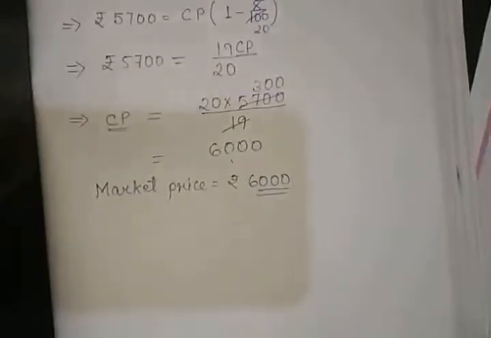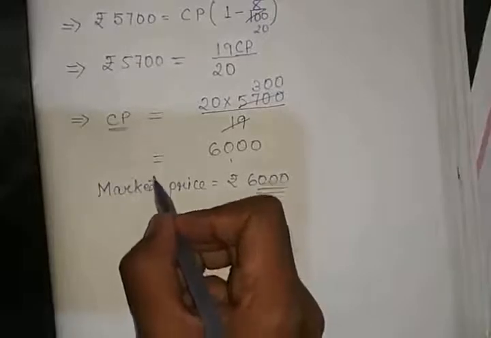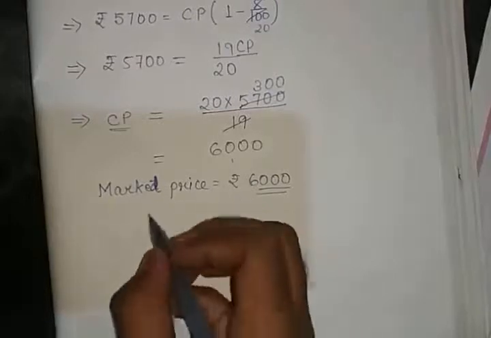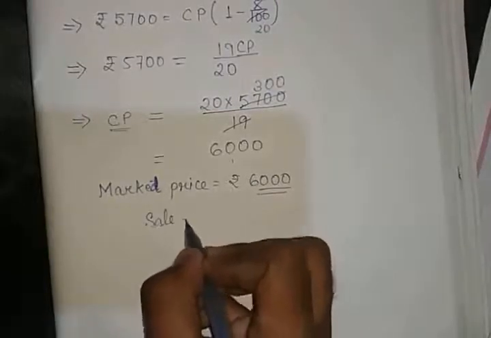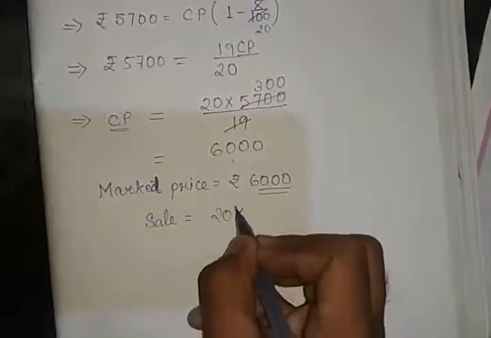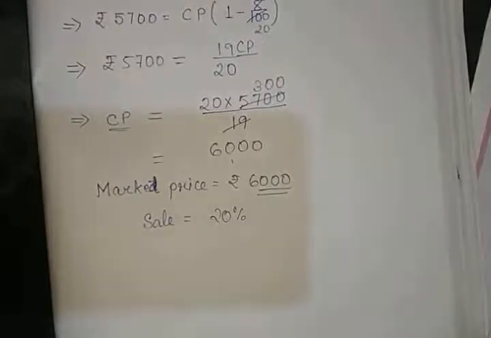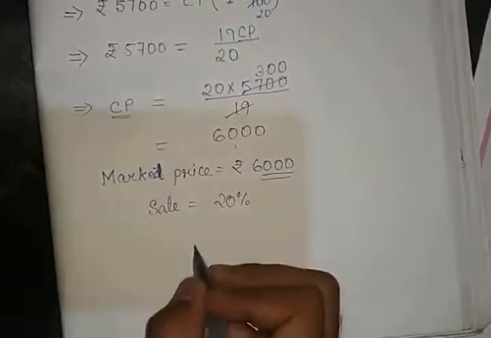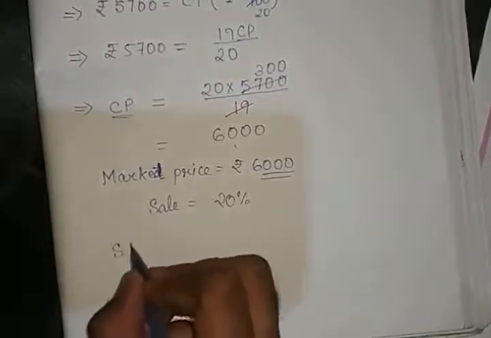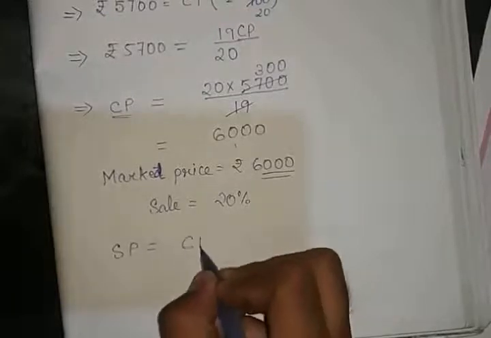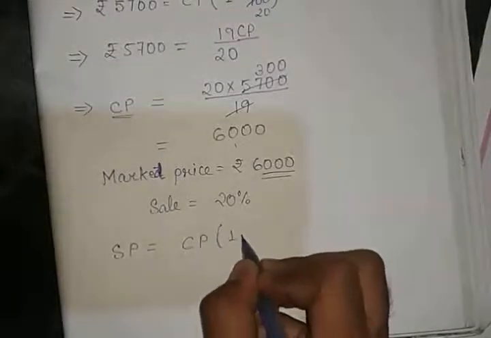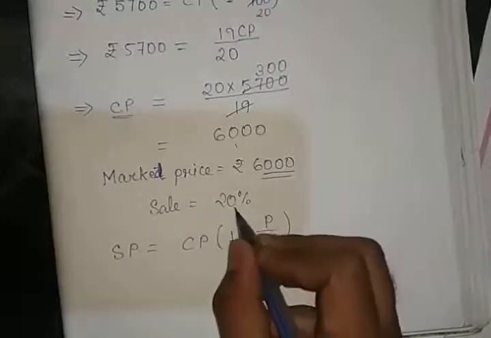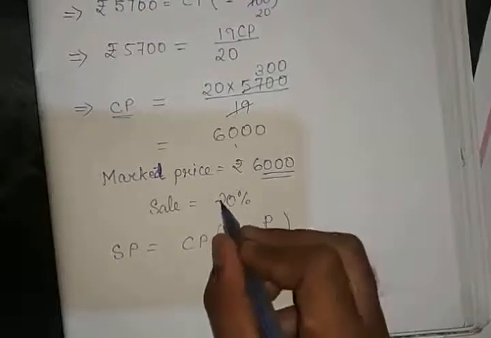Now the sale is allowed on mark price. This is mark price. Now what is the sale given? Sale is equal to 20%. Since the sale is allowed on mark price, we can find out the cost price from here. How to find out? Once again the same thing will be applied. Selling price is equal to cost price into 1 plus, but this time it will be P by 100. In this case, this P will be 20.